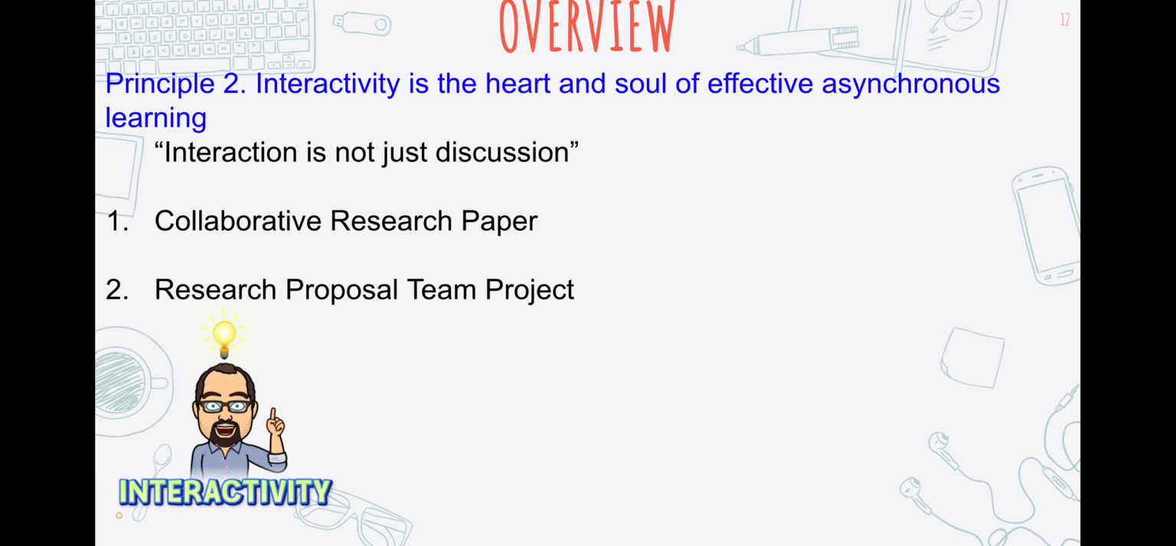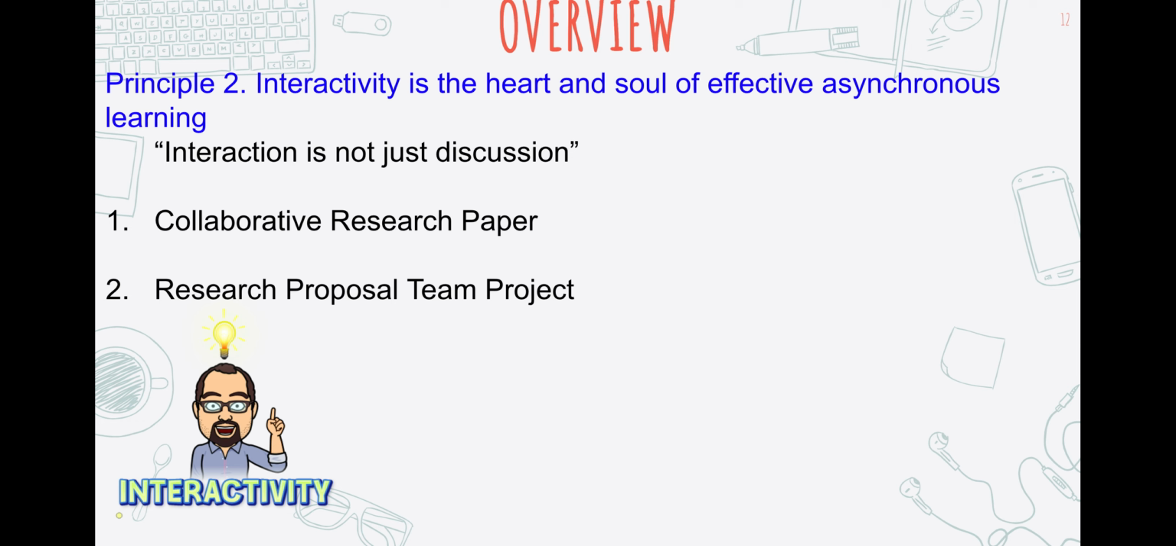So interactivity is important because that's principle number two. To make that happen, interaction is not just discussion. A collaborative research paper was one of the ideas they talked about, where they start from the beginning of the term and keep going throughout the term, working together to come up with a research paper. Compared to that, the second idea, a research proposal team project, is a little bit different: they don't take so much time, but they work as a collaborative team to research ideas and so forth. Compared to the first idea, it lasts a very long time because they have to present it and so forth.